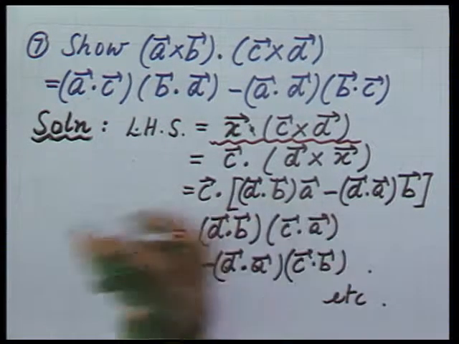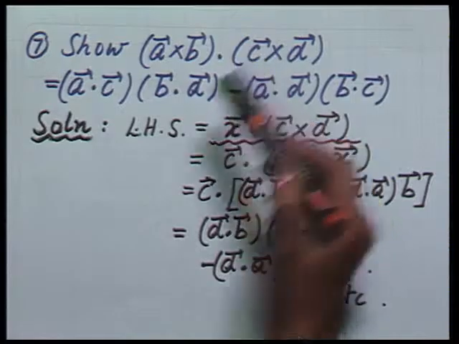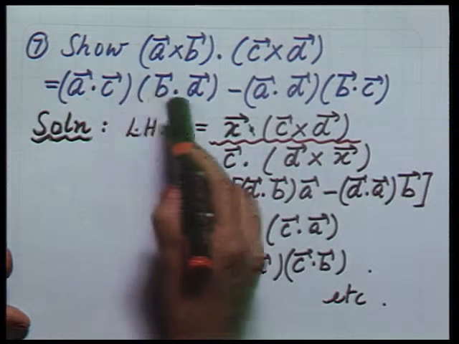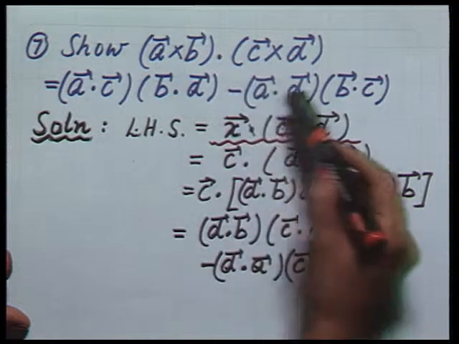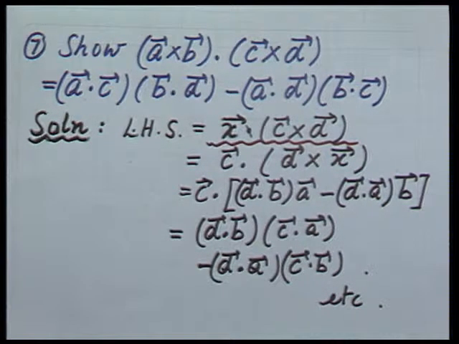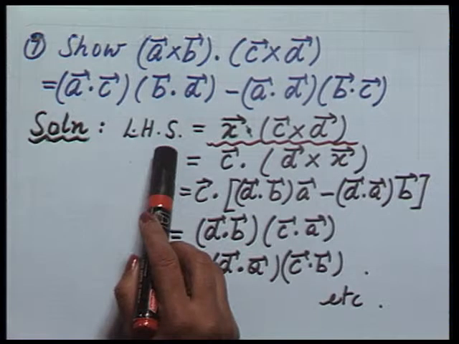And you have an identity of this kind: A cross B dot C cross D is equal to A dot C into B dot D, these are two scalars, minus A dot D into B dot C. Note down the problem and merely observe the following hint.